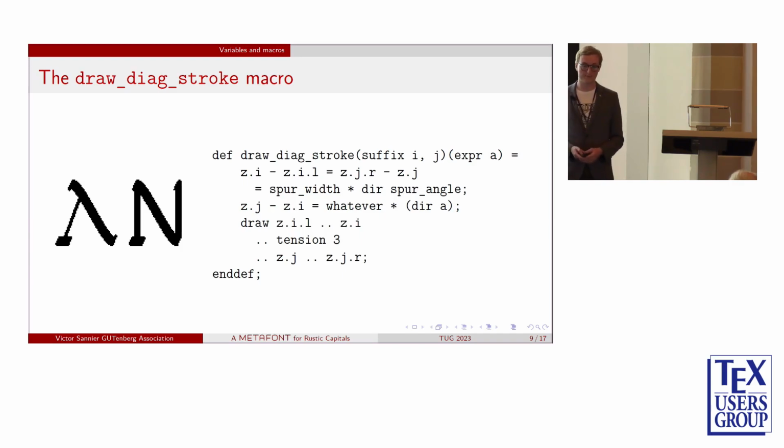It is a little more involved because you have little spurs at both extremities of the diagonal stroke. So you have to create new points here, ZIL and ZJR, that are a little bit apart from the main strokes, given some width and direction I defined in the main parameter file. And then just say that the 2 points should be at whatever distance times some vector with direction A. Whatever is actually a special keyword in Metafont when you don't want to specify a value, but just say a proportional relation, you use whatever.